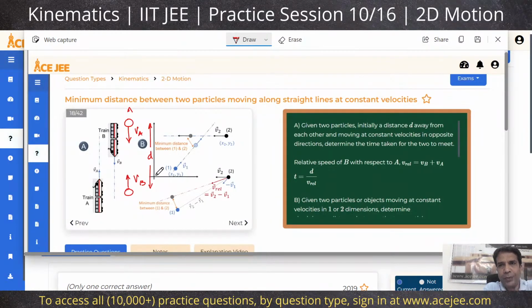So let's think from the side of B. What will B see? If we truly were to take away all the references on the ground, then B wouldn't even realize that it's moving. So what B will see is that A is headed towards it with how much velocity? What is the relative velocity of A with respect to B? Is it VA plus VB or is it VA minus VB?